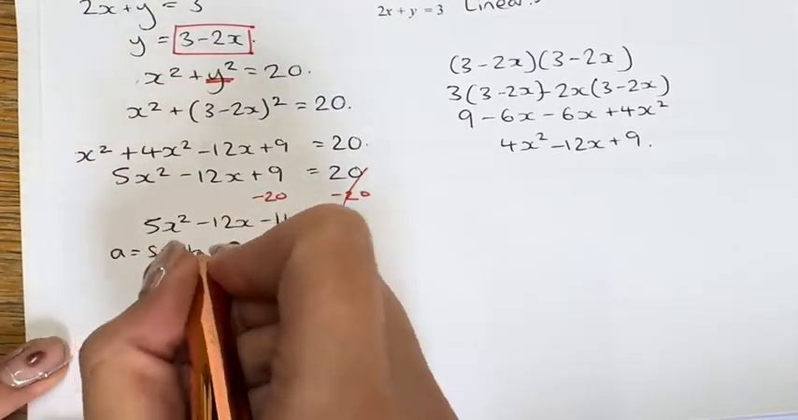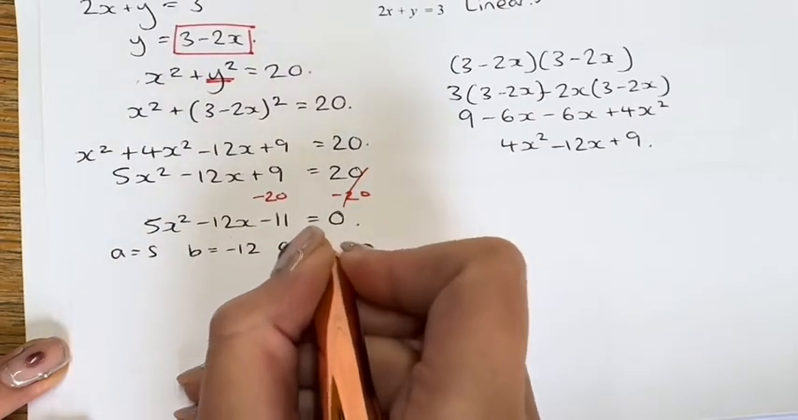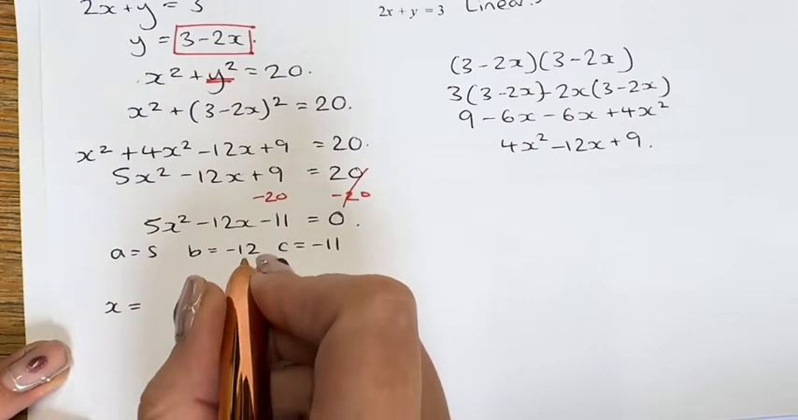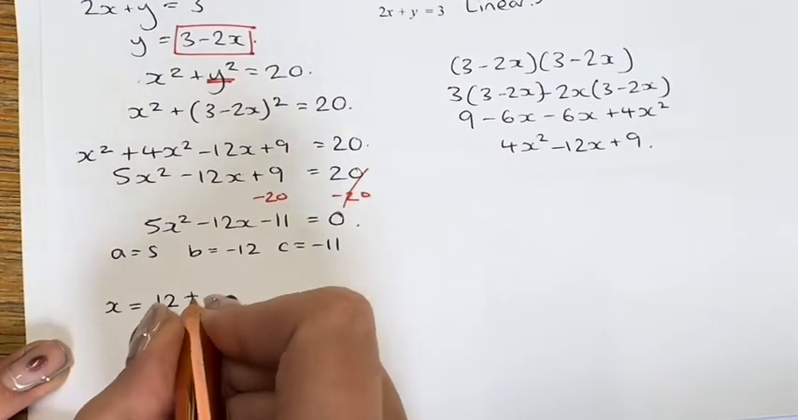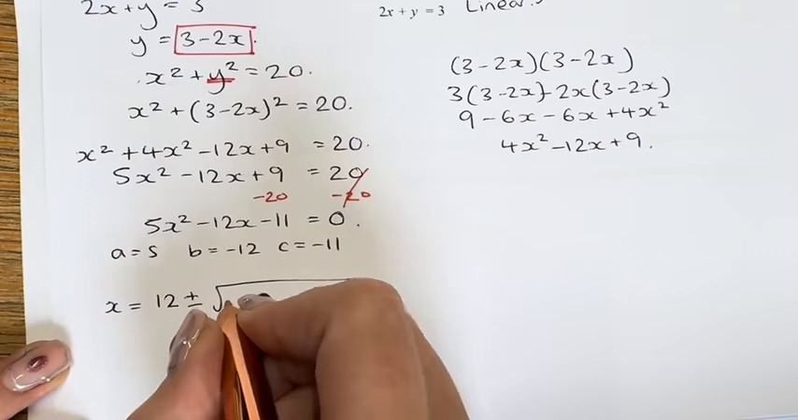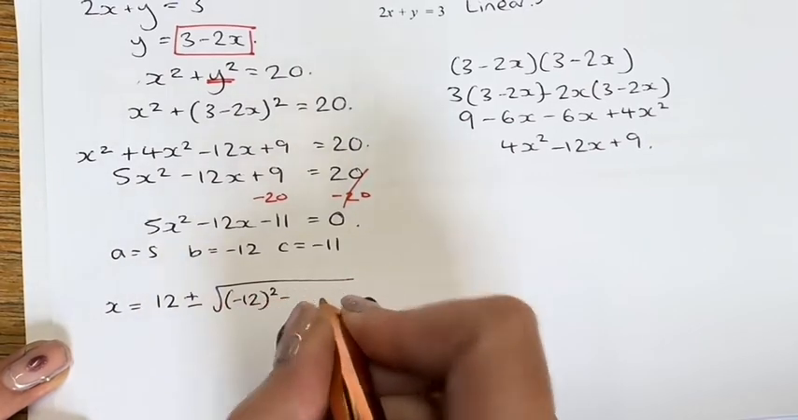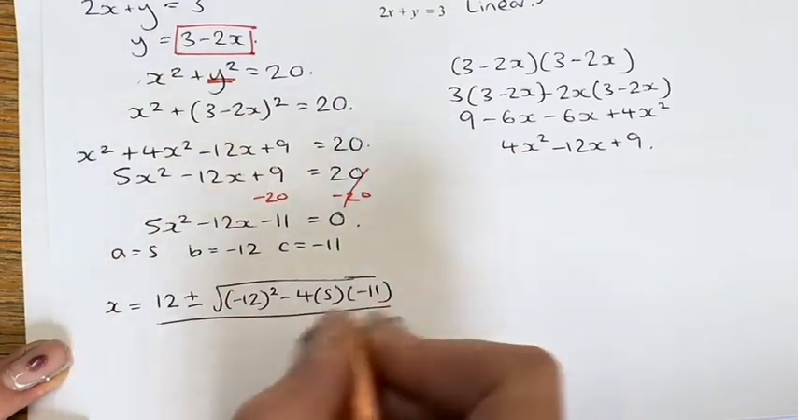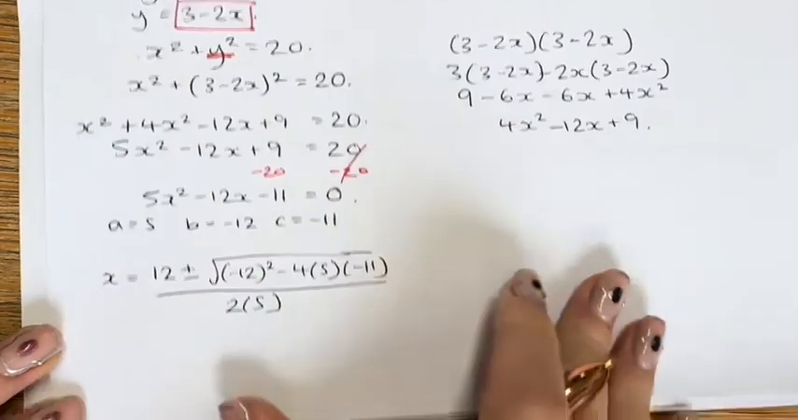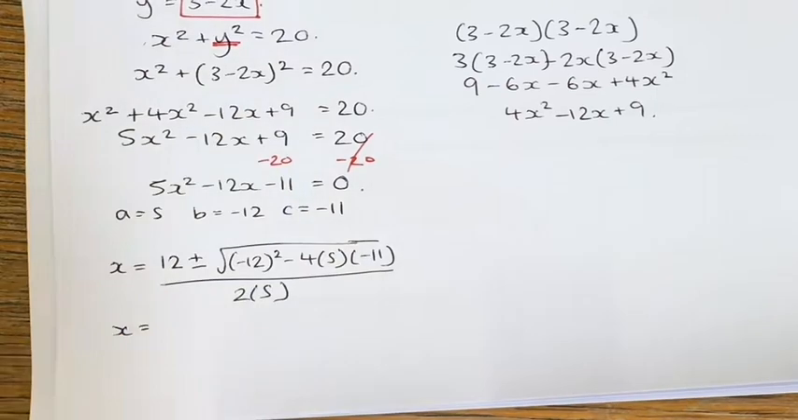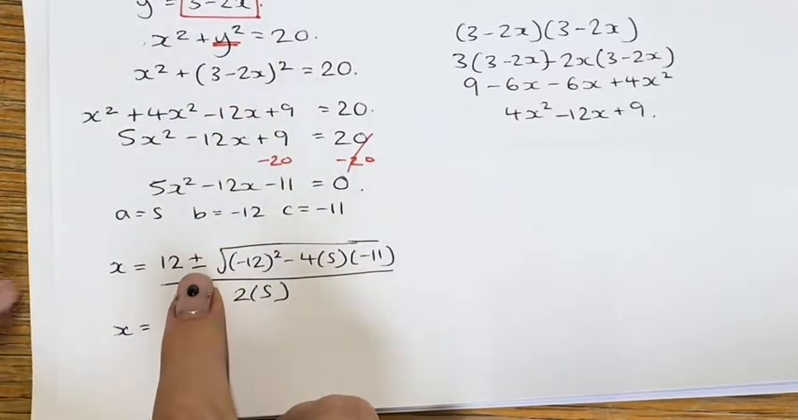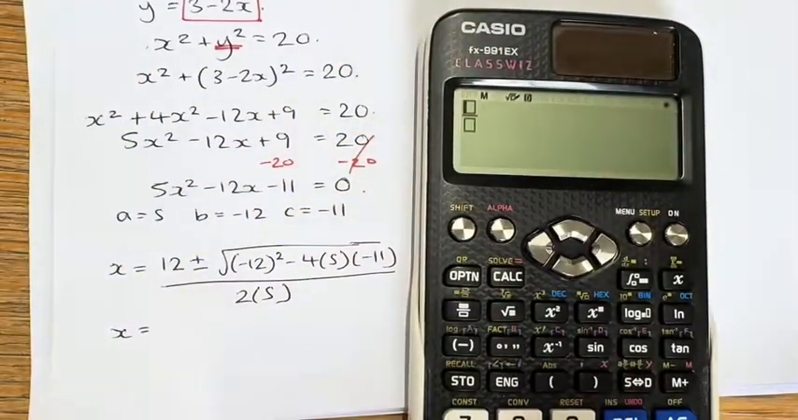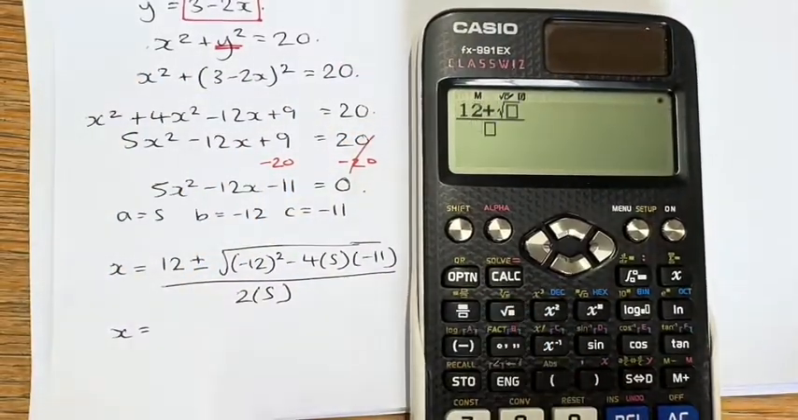A equals 5, B equals minus 12, C equals minus 11. X equals, so it's minus B, so that's going to be 12, plus or minus the square root of B squared minus 4 times A times C over 2A. When I type it into my calculator, I'm going to have to do it twice, once with a plus, once with a minus. 12 plus root.